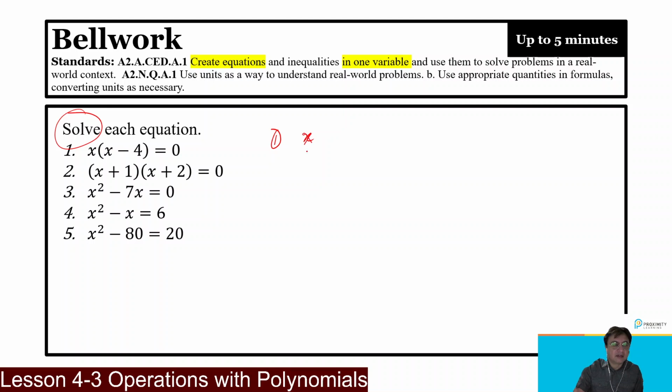We have x times x minus 4 equals 0. Whenever we have a situation like this, we know that we have two things that are multiplying, and the result is a 0.